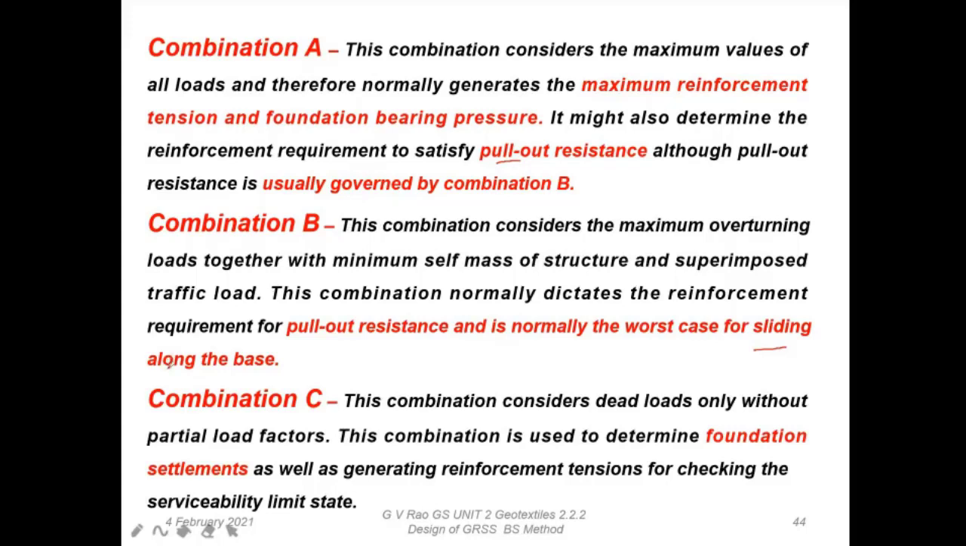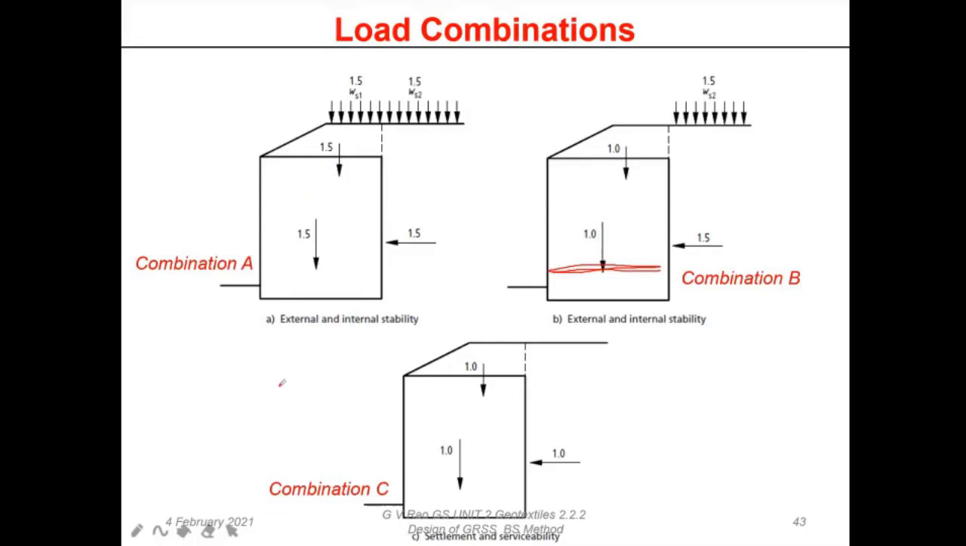In combination C, we are only considering the actual dead loads without any partial load factors. When should you use this combination? We should obviously use it for the serviceability limit state. We are going for settlement. Settlement is caused by actual loads only, not assumed loads. The self weight and that part of the live load which acts permanently on the system is what we have for settlement. That is why combination C does not have any factors at all. Actual loads are used.